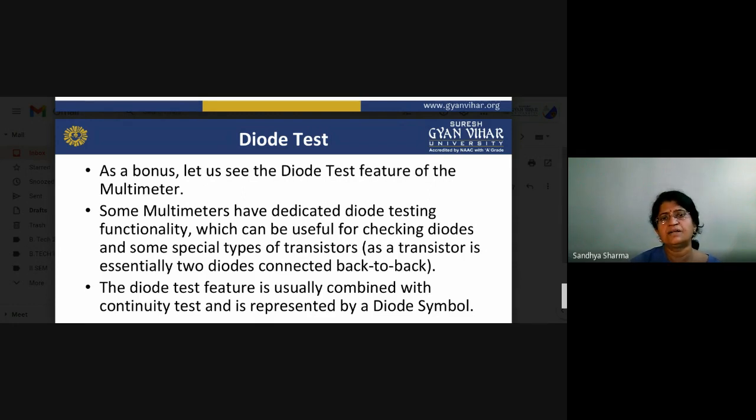So, as a bonus, let's see the diode test feature of the multimeter. It has dedicated diode testing functionality, which can be useful for checking the diode and some special types of transistors, as a transistor is essentially two diodes connected back to back.